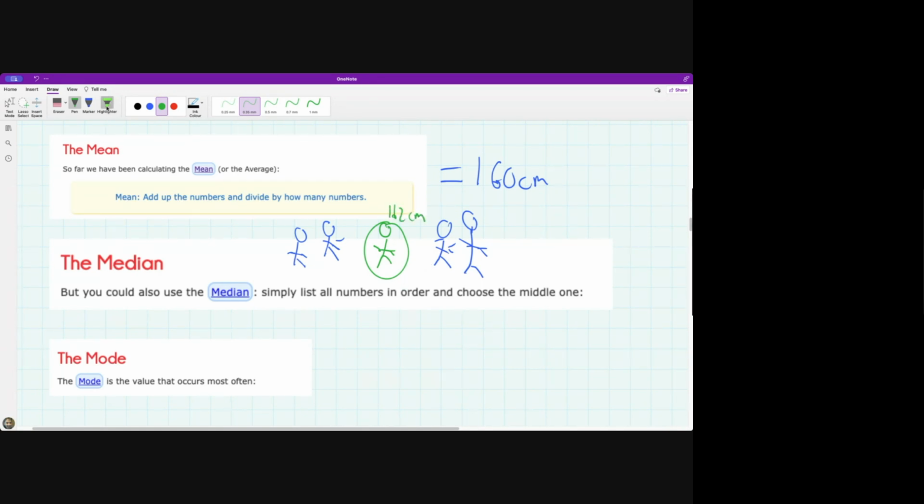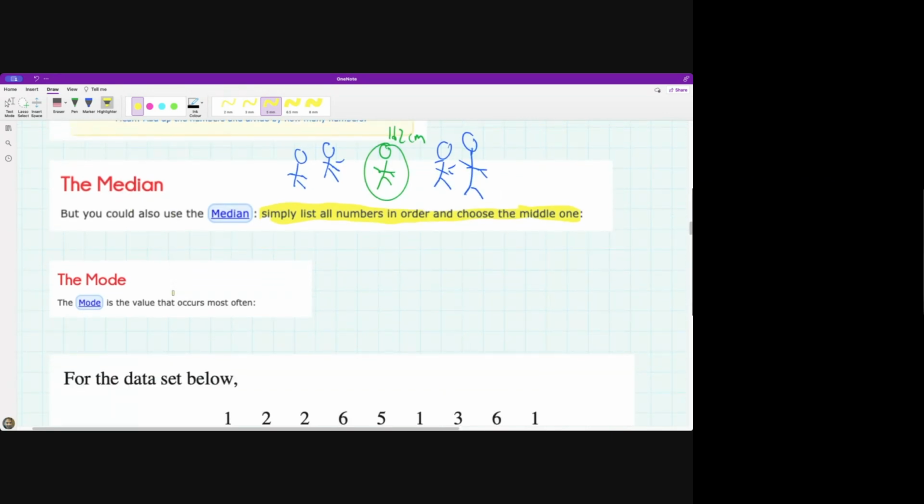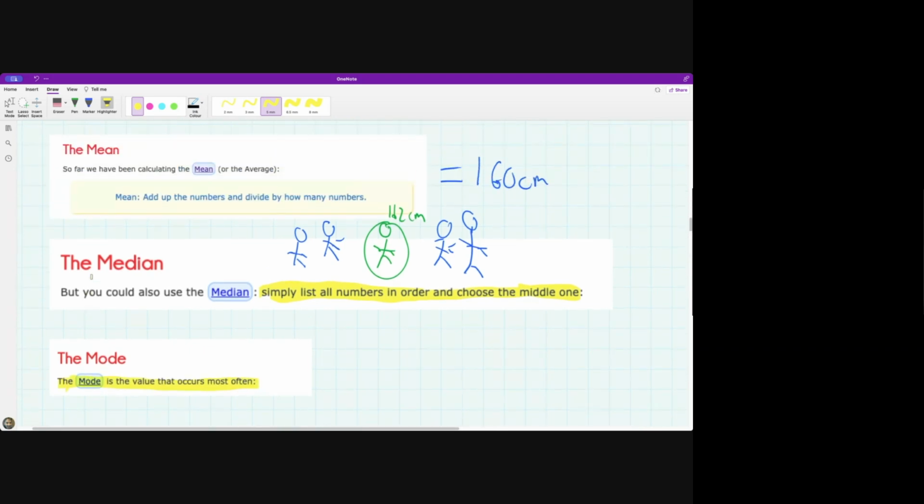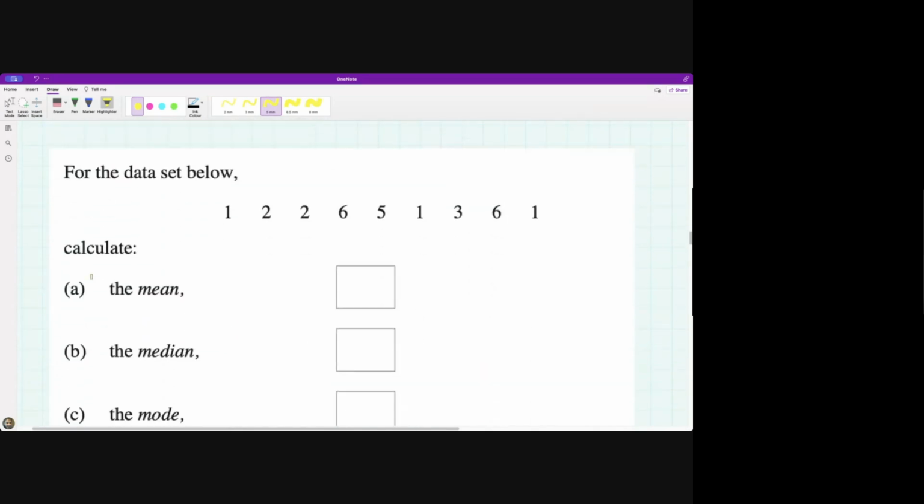And it says here, you just list all the numbers in order. So you rank them from smallest to biggest and you choose the middle number. So that's the median. And then the mode is simply the value that occurs the most often. So in a list, whatever occurs the most often is the mode. So we've got these 3 words. So let's try this out.